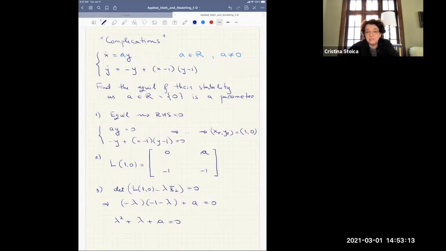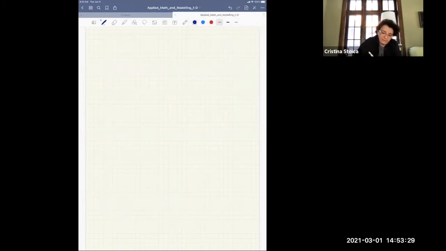So in other words, we end up with lambda squared plus lambda plus A equals 0. And we have to discuss the roots of this equation, as A is a parameter that can be positive or negative. That's where it gets complicated, a little bit more than what was before. I have to keep in mind that A is in R, but is non-zero. Actually, it would be interesting to study what's going on at 0 as well, but that's even more delicate.